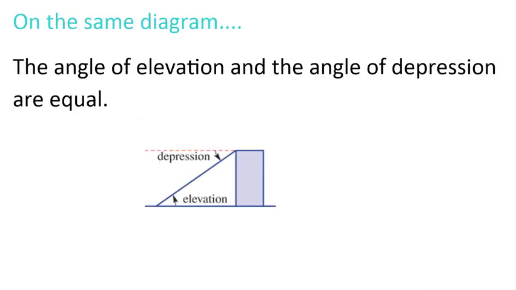On the same diagram, the angle of elevation and the angle of depression are equal. So that just means that they're the same. So this angle here is the same as this angle here. That's because, if you remember from geometry, alternate angles like this are equal.